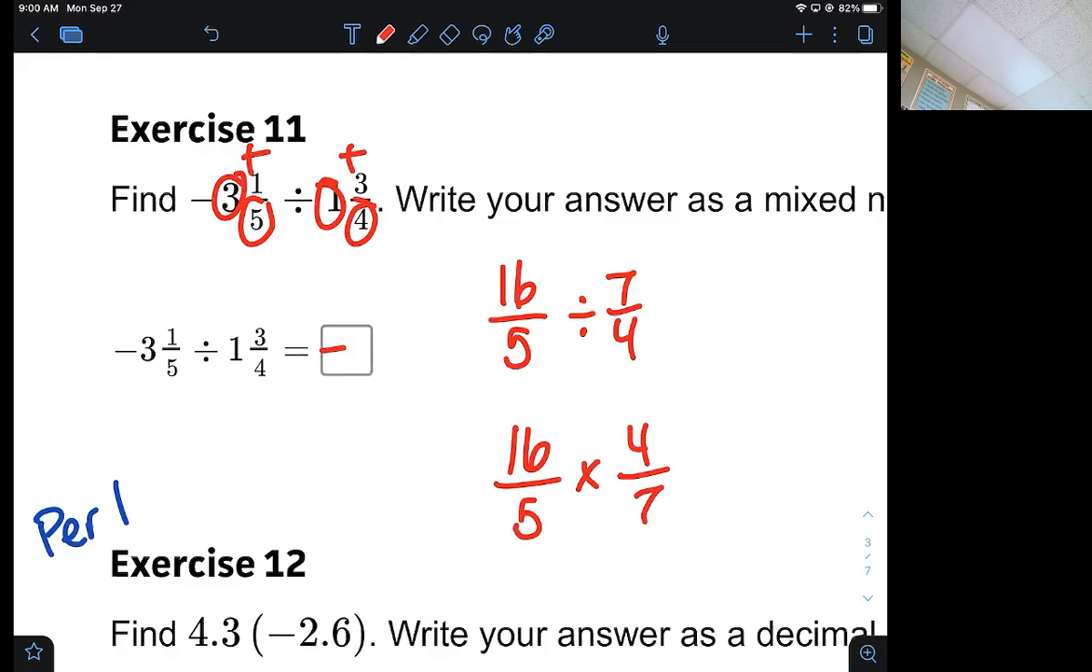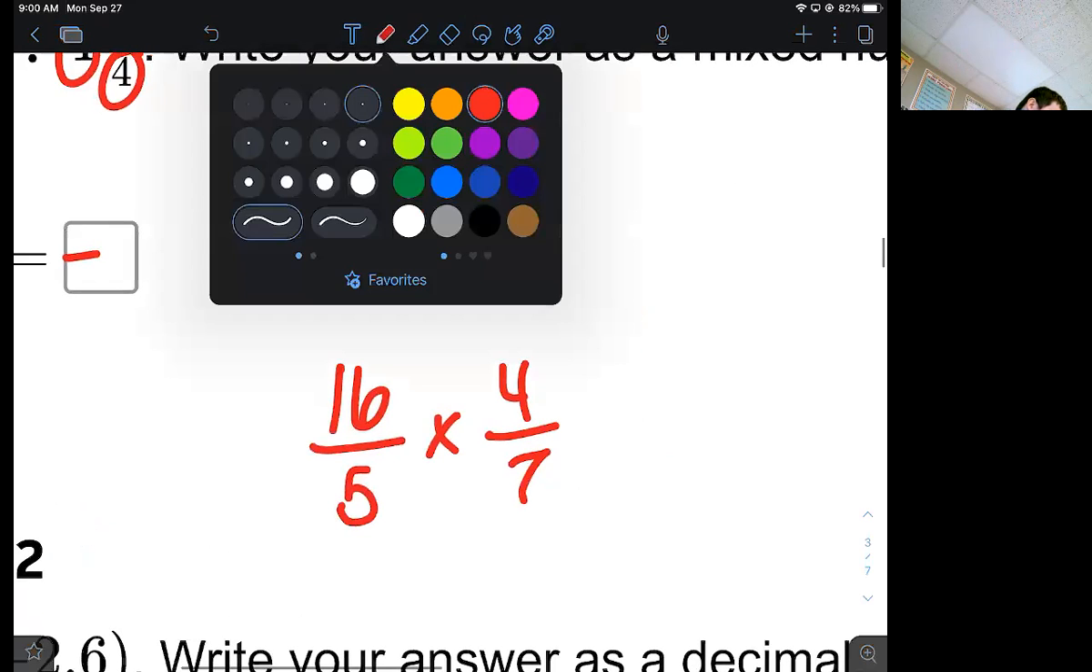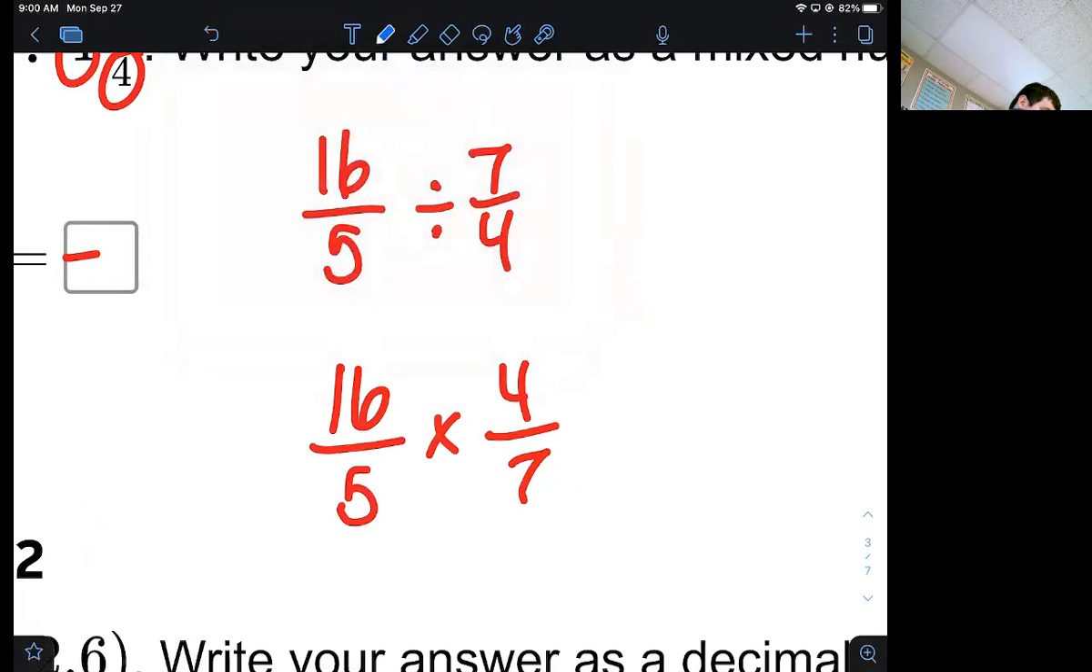So when you use keep change flip, it turns out the 4 and 16 don't cancel at all because they're both on top. You can only cancel a top and a bottom. So what does cancel here? Nothing. No, nothing cancels, which means nothing's going to reduce, but I still have to multiply. 16 times 4. Think of doing 4 times 10 and then 4 times 6, adding those together. 64. 40 and 24 make 64.